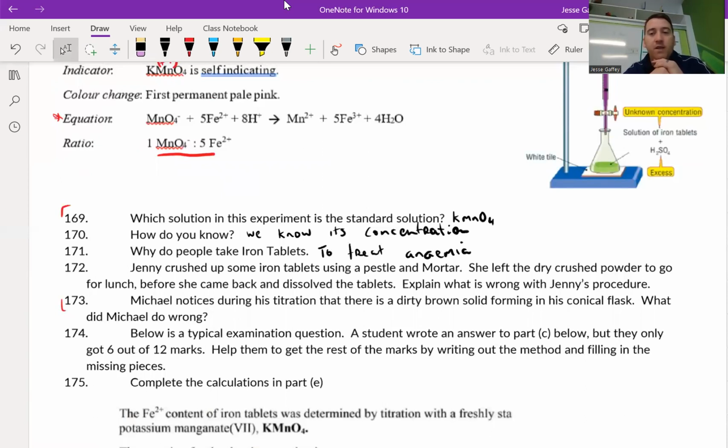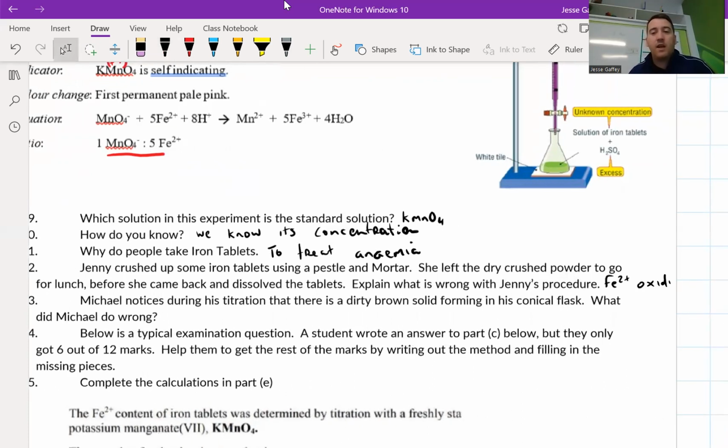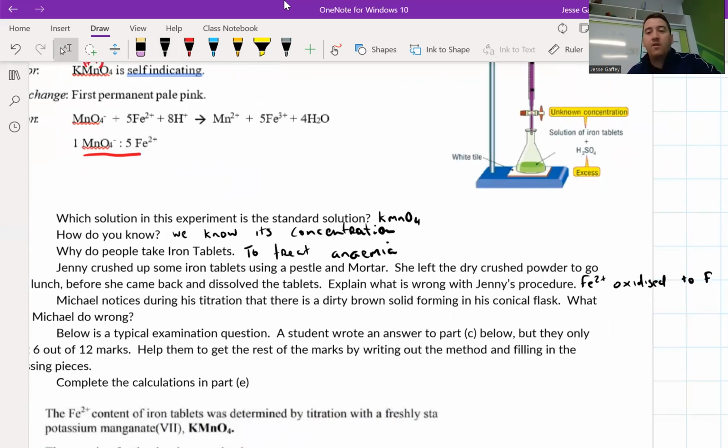Explain what's wrong with Jenny's procedure. Okay, well, what's wrong with Jenny's procedure is that she did not add them to acid immediately, and she left them to oxidize in the air. So now the iron 2, Fe2+, has been oxidized to Fe3+ by the oxygen in the air.